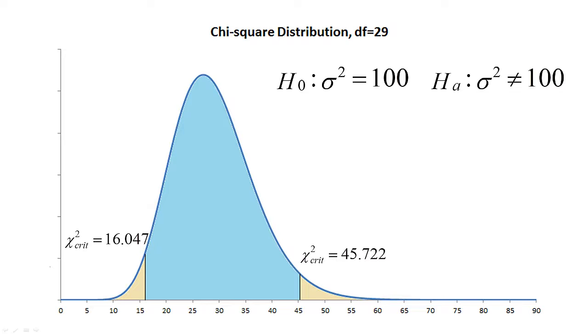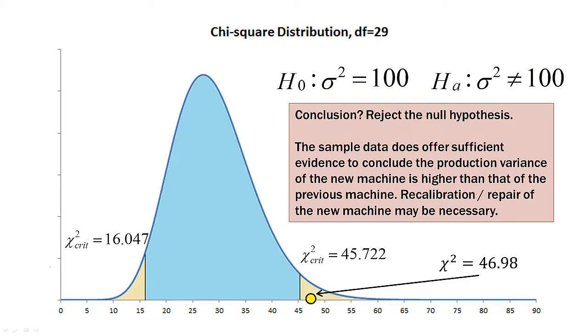So here's everything we had before. You can see we have our critical values of 16.047 on the left and 45.722 on the right. Now our test statistic, our chi-square value, was 46.98. And look at where that falls. It falls in the upper rejection region. So our conclusion is we reject the null hypothesis. The sample data does offer sufficient evidence to conclude the production variance of the new machine is higher than that of the previous machine. So we may need to recalibrate or repair the new machine.